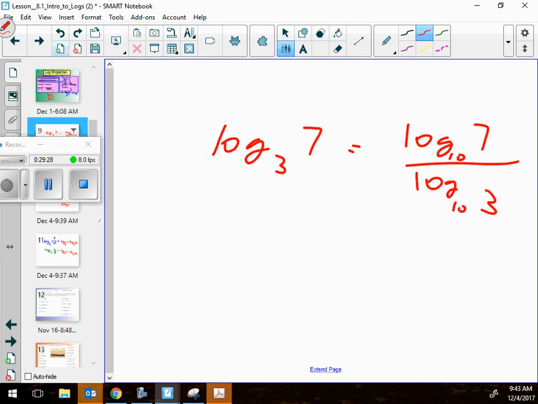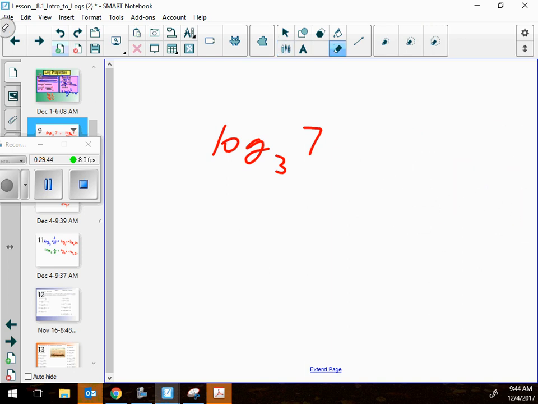Want to know something weird? Could be any base. Could be base E, log base E. Do you get that there's an LN button on your calculator that is log base E? That would work. If you really want to blow somebody's mind, could be any base.